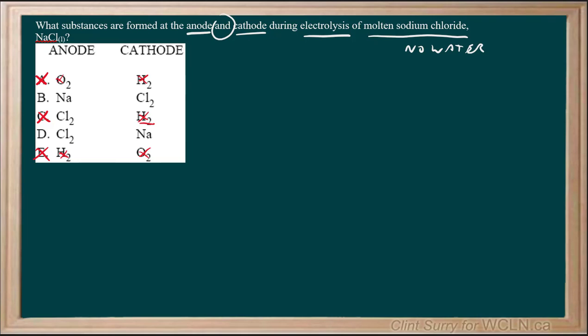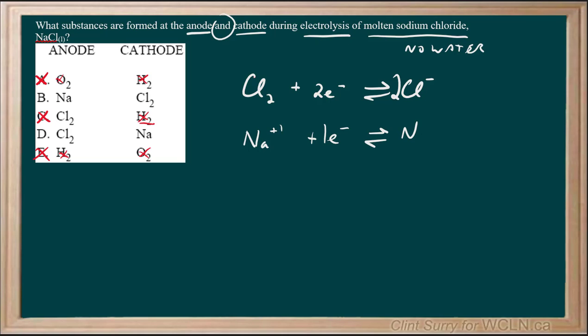Off the table, we know that we can take chlorine plus 2 electrons, making 2 chloride ions, and we can take sodium ion plus 1 electron, making sodium, and then we look at what we actually start with. In the case of a molten salt, we're starting with our chloride ions and our sodium ions, which does give us the correct format of oxidation over reduction that we need for electrolysis.